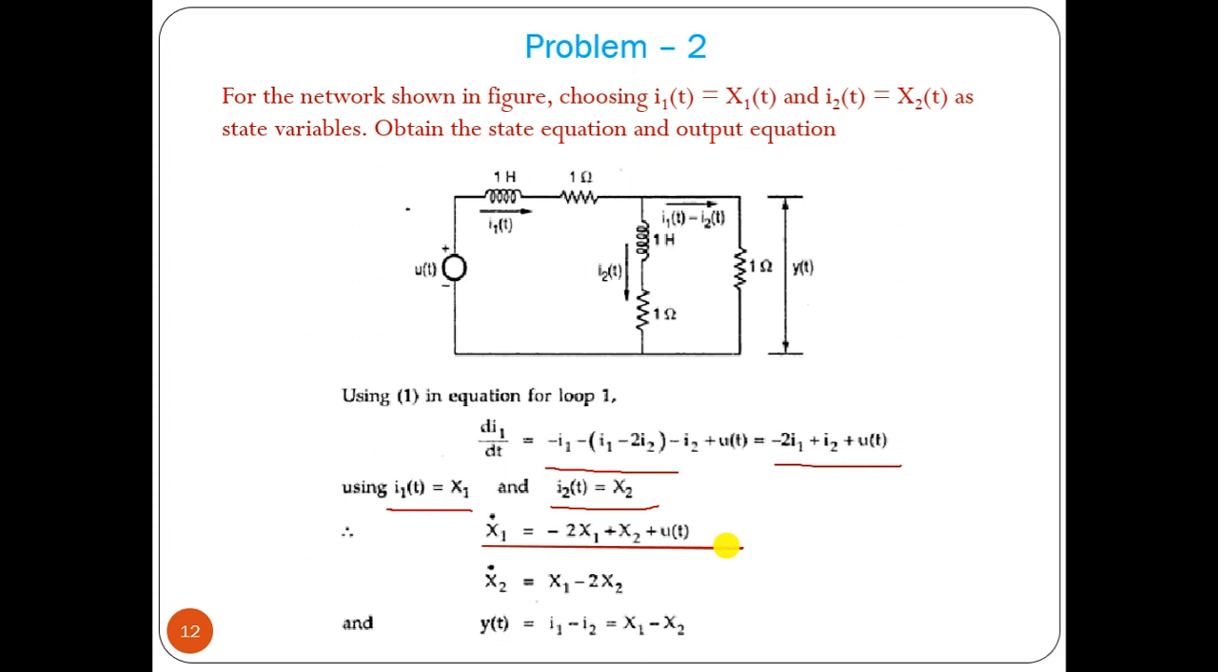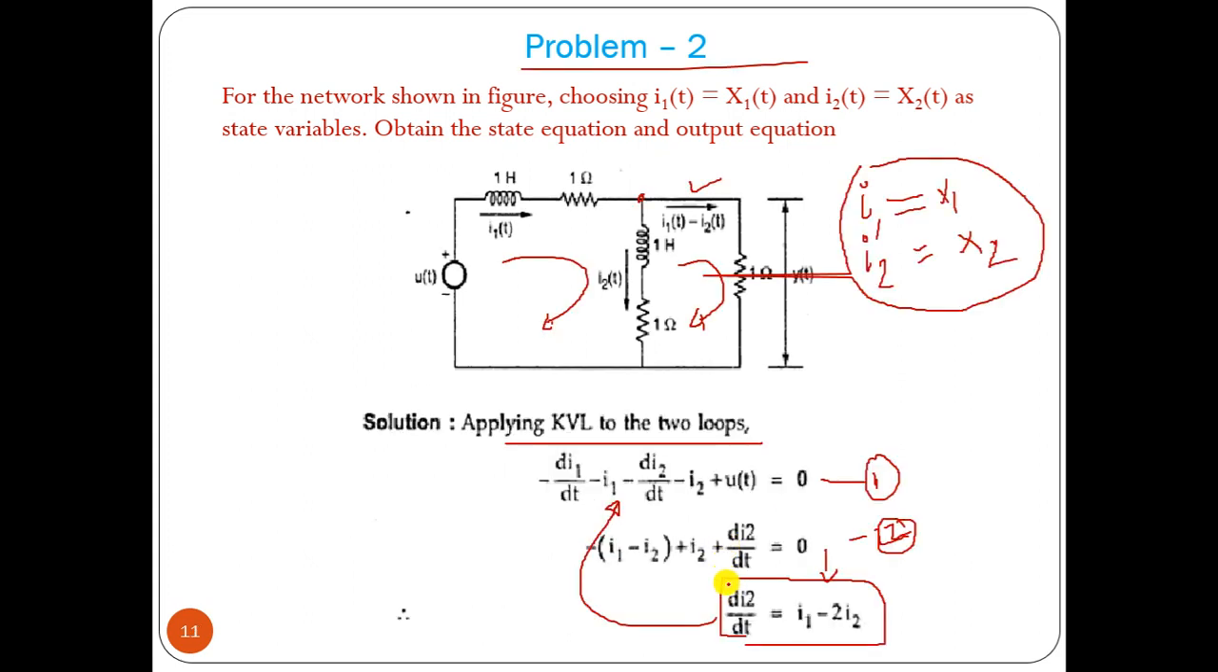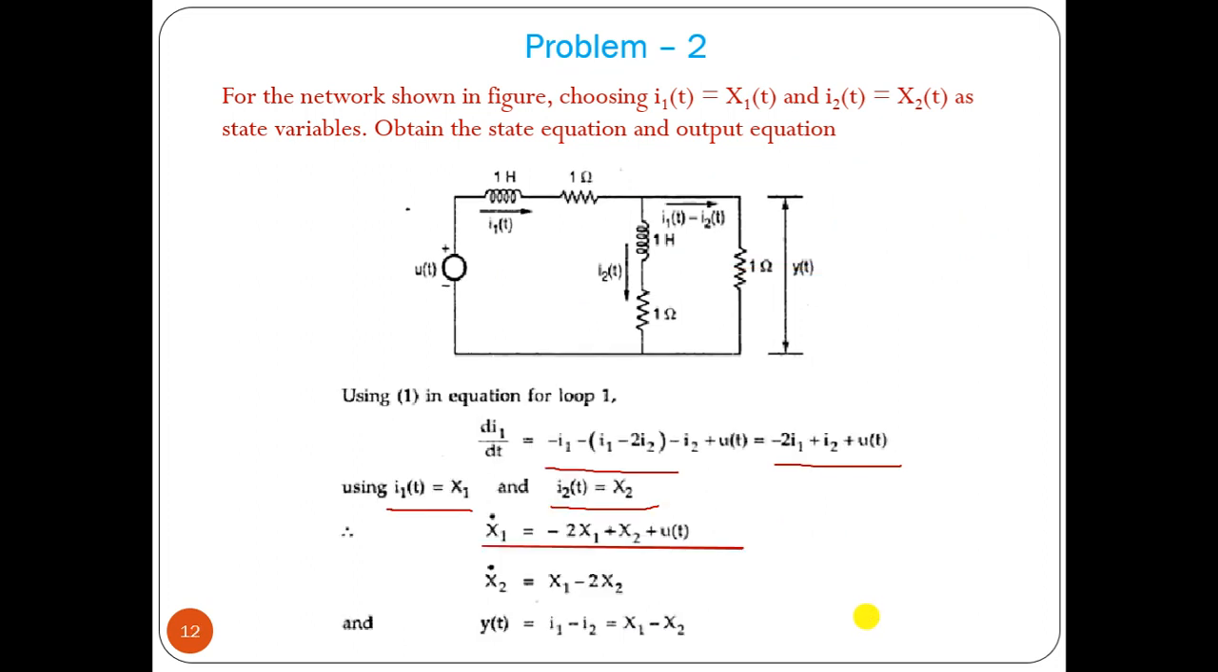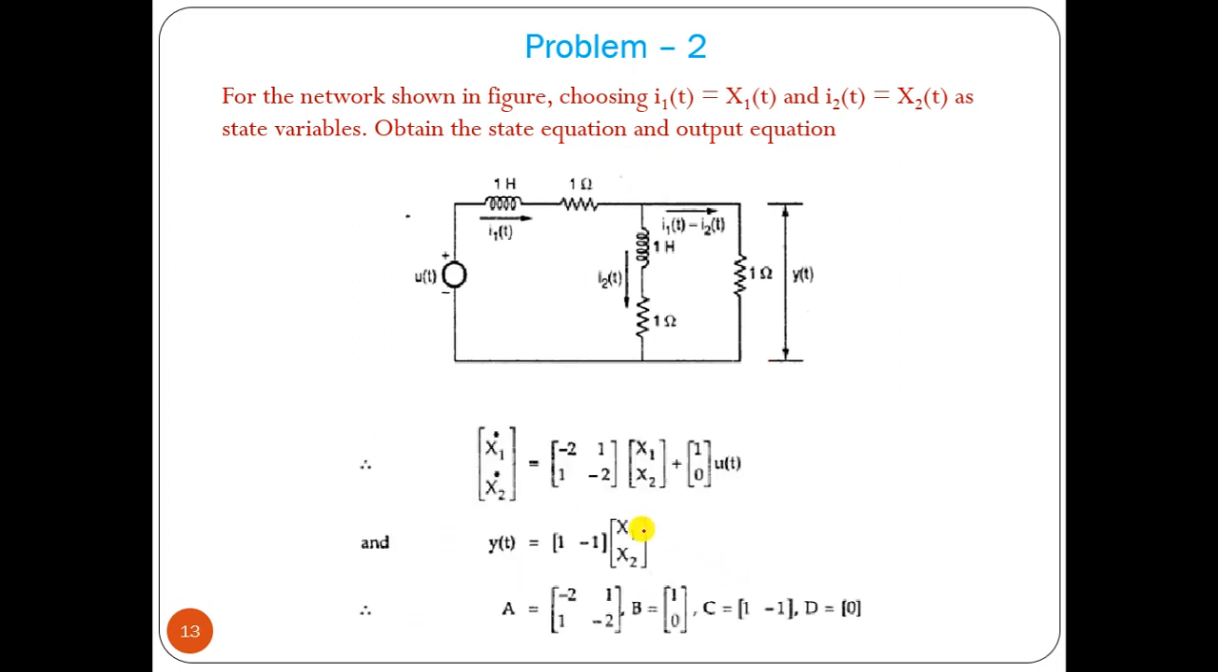And from this equation, this is your x2 dot, di2/dt. x2 dot equal to x1 minus 2x2, and this is your y, meaning the drop across I1, which we can write as (I1 minus I2) into 1, so that will be x1 minus x2. So we got the first order differential equations and the output equation. So from that we can write down the state space model.